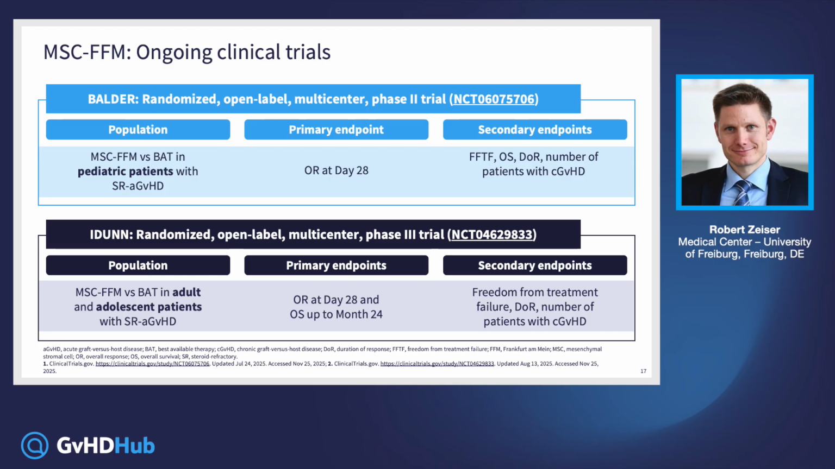And then there is an adult trial, the EDUN trial. It's a randomized open-label multi-center phase 3 trial. Patients are adult and adolescent patients that have, per definition, steroid-refractory acute GvHD. Primary endpoints are overall response at day 28 and overall survival up to month 24. This trial has recruited, I think, 2/3 already of the patients.